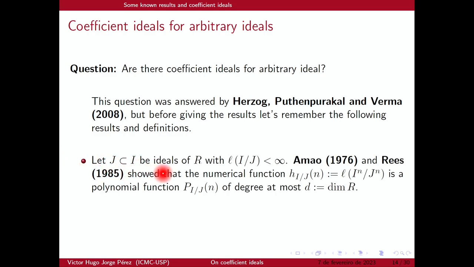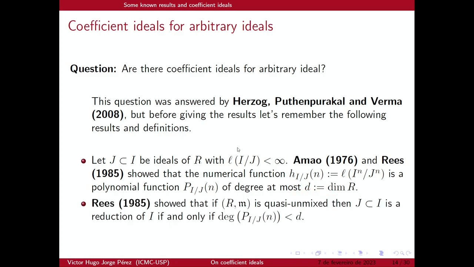Take two ideals, but in this case, not m-primary. Not m-primary, but we have this condition: the length is finite. Ratliff and Rush showed the numerical function is a polynomial. This is a generalization of the Hilbert-Samuel polynomial. In this case, they take this finite length, then for large m, this is a polynomial function of degree at most d. d is the Krull dimension of R.